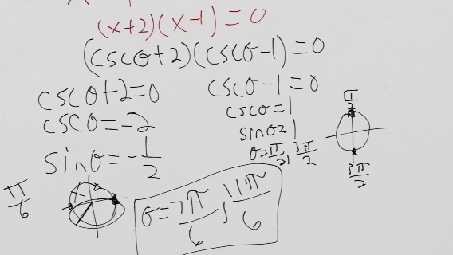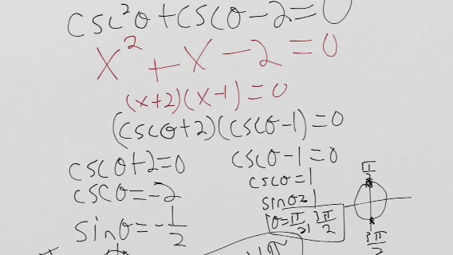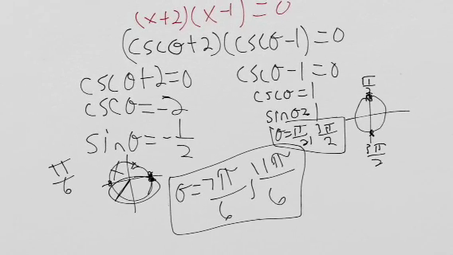Okay, so then we're good. We have 4 answers. We have 7 pi over 6, 11 pi over 6, pi over 2, and 3 pi over 2. We did it by factoring this first, just like we would factor a normal quadratic, set each of the pieces equal to 0, and then solved each of those equations. Gave us our 4 answers.